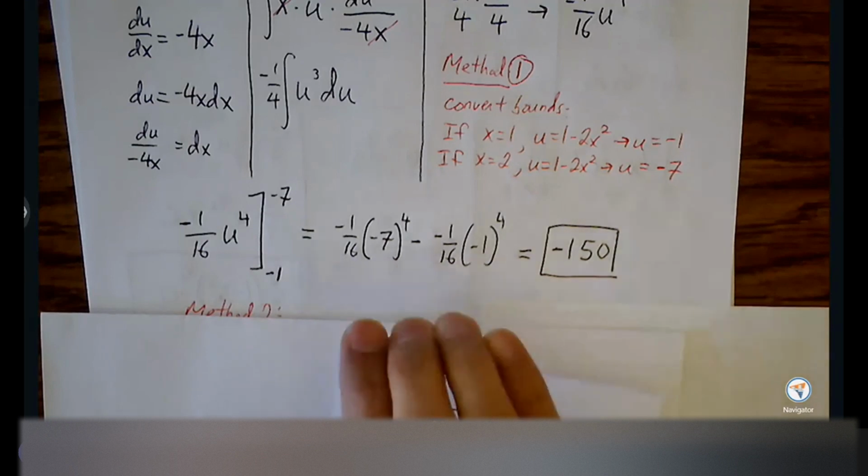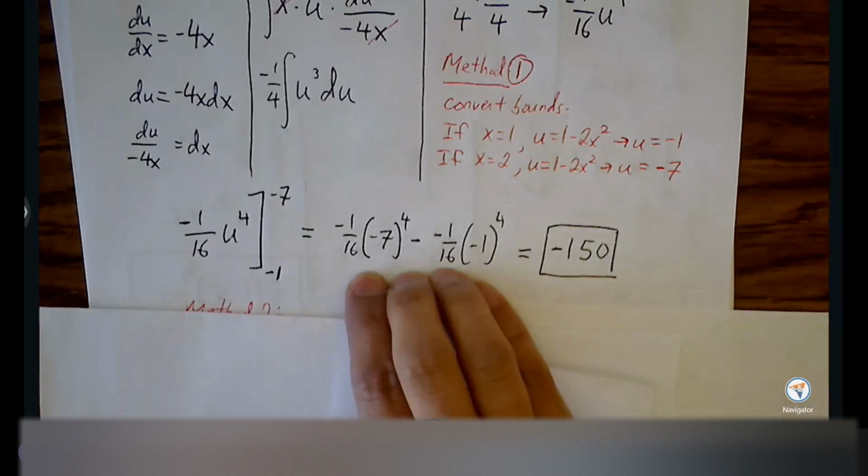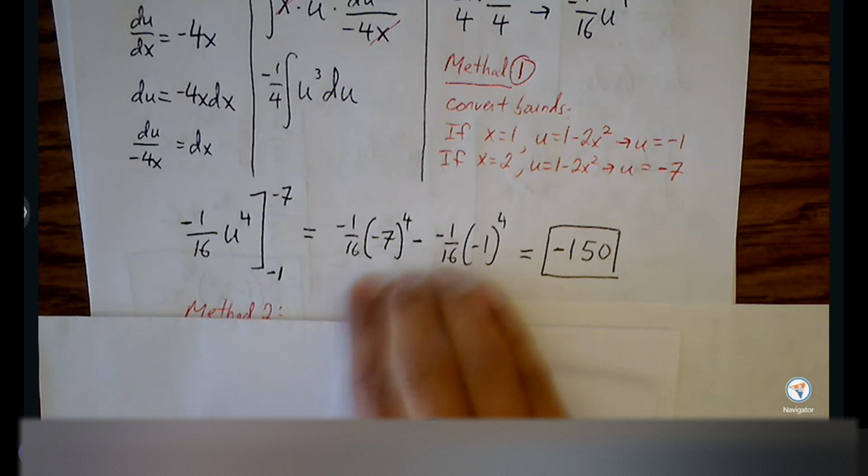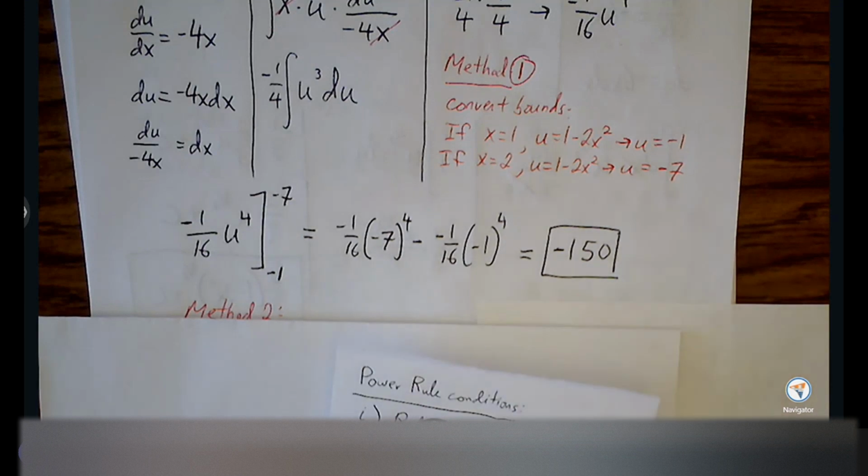Now on the test and also on the AP exam, if you leave your answer in this form, that's perfectly fine. You will get full credit if you leave it unsimplified. But if you want to simplify it using calculator, you're free to do that as well. Okay, that's method 1. Any questions?